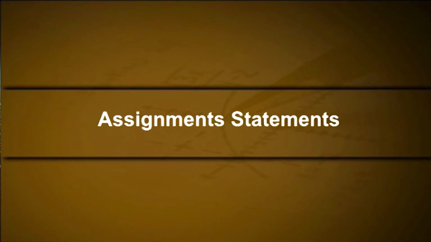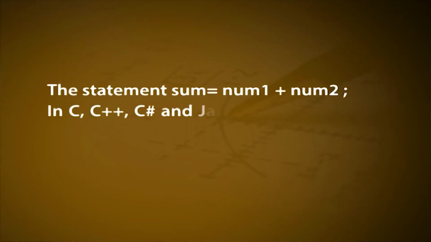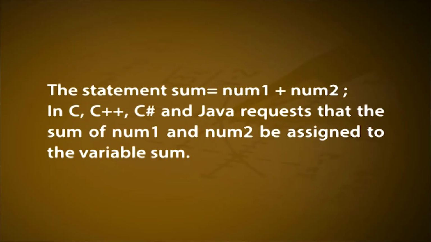Assignment statements. Once the terminologies to be used in the program have been declared, a programmer can start describing the algorithm involved. This is done by means of imperative statements. The most basic imperative statement is the assignment statement, which requests that a value be assigned to a variable. The statement sum = num1 + num2 in C, C++, C# and Java requests that the sum of num1 and num2 be assigned to the variable sum.